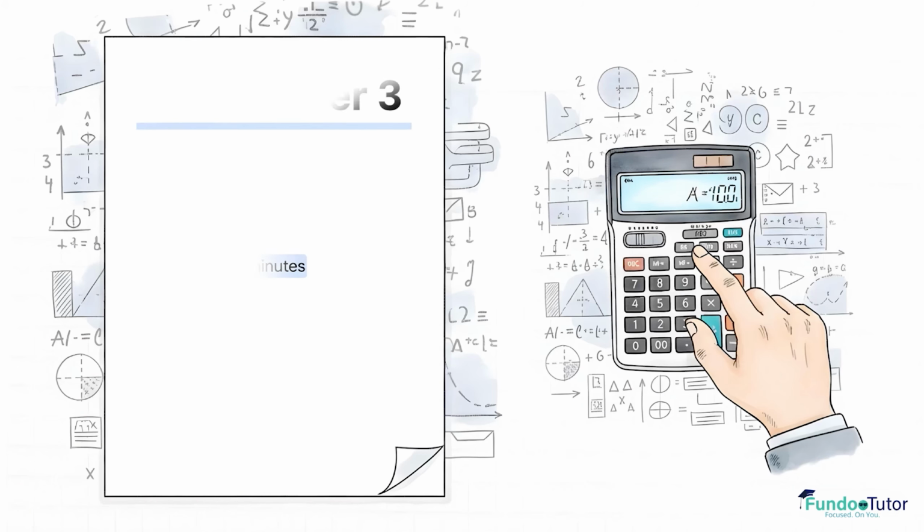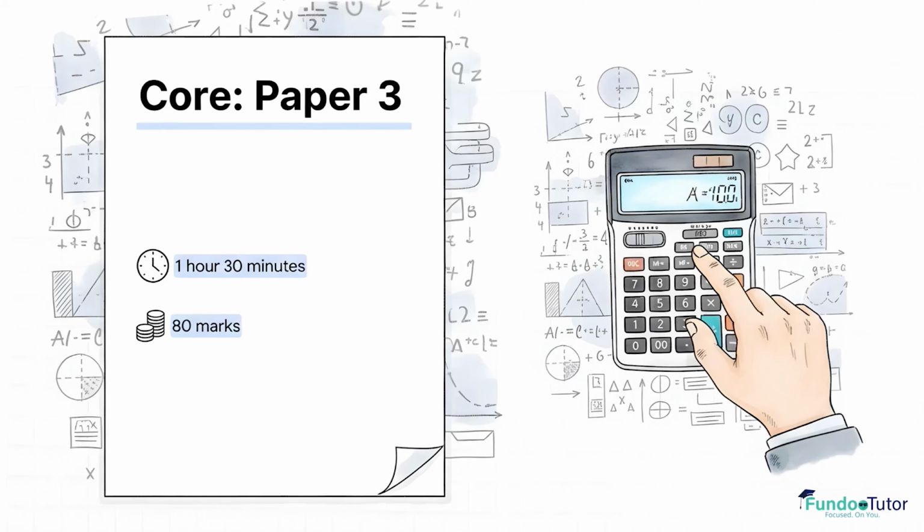Now, for your second paper as a core student, we have paper 3. You'll notice the timing is the same, an hour and a half, and it's also worth 80 marks. But there is one massive difference. This time, your scientific calculator is not just allowed, it's an absolute must-have. This is where you're going to tackle some of the more complex calculations, and that calculator is going to be your best friend.